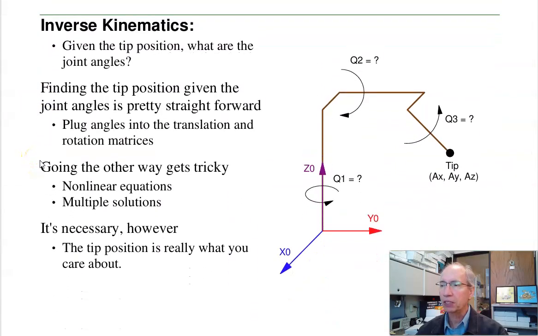Inverse kinematics is going the other way. If I know where the tip is, what are the joint angles? Now, forward kinematics is pretty straightforward. It's just a bunch of sines, cosines, translations, rotations. Inverse kinematics gets kind of tricky. What you're trying to do is solve nonlinear equations with multiple solutions. It's kind of tricky, but it is necessary because if you ever want to know what angles put you at a certain spot, you need to know inverse kinematics.